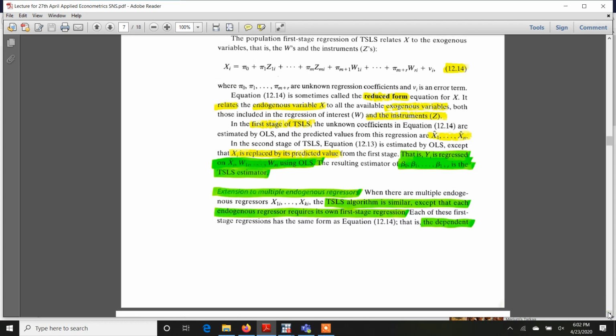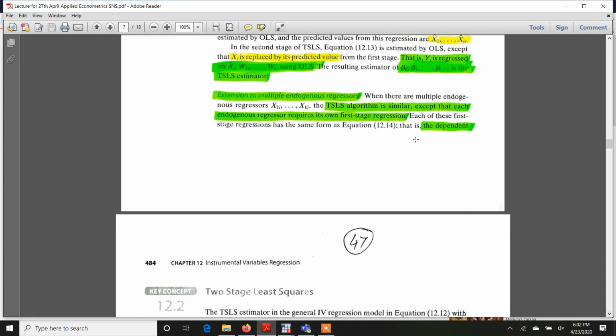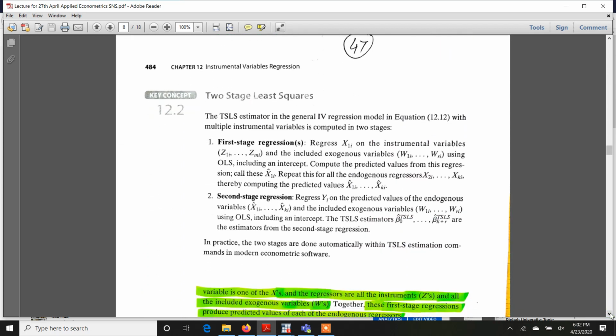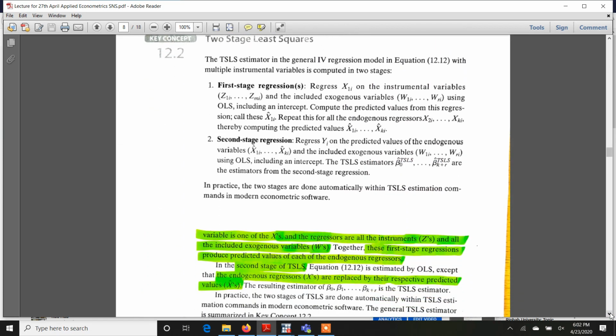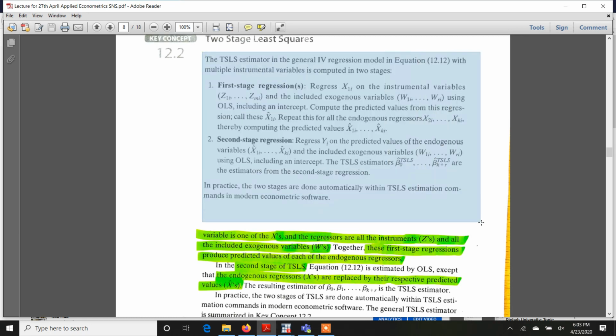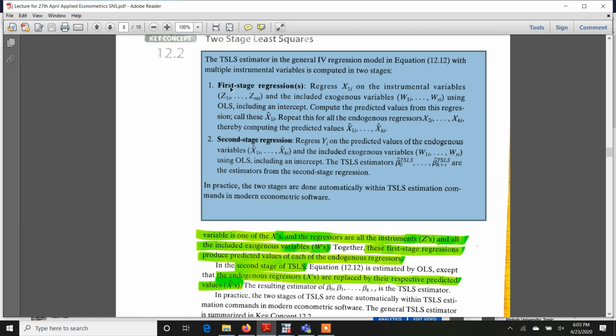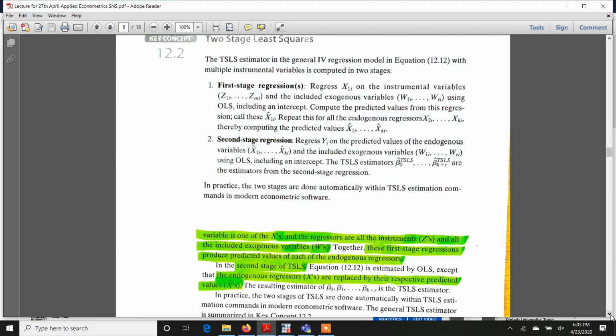Okay, so once you have the first stage x hat for all the endogenous variables, then in the second stage you just replace the actual x's with the predicted x's, and that's how you will get the two-stage least squares estimator in the presence of multiple endogenous variables, right? So this exactly is being mentioned here in bullet form. You can just have a look at this. This is exactly the same process that I have just discussed.